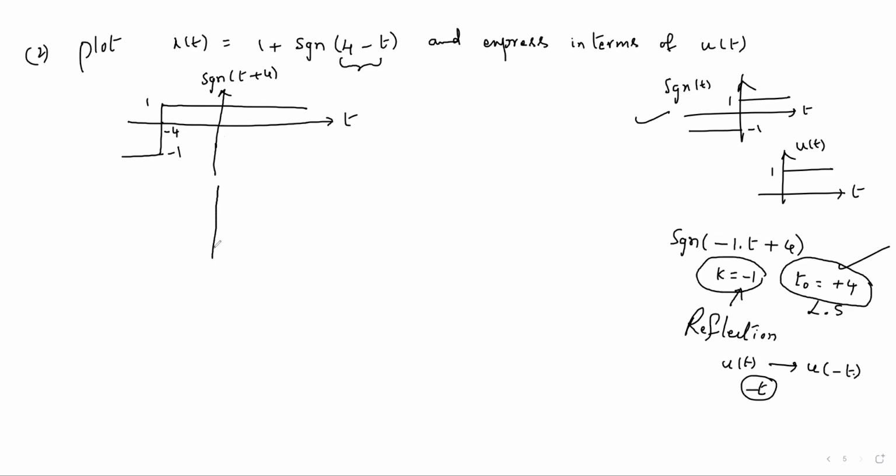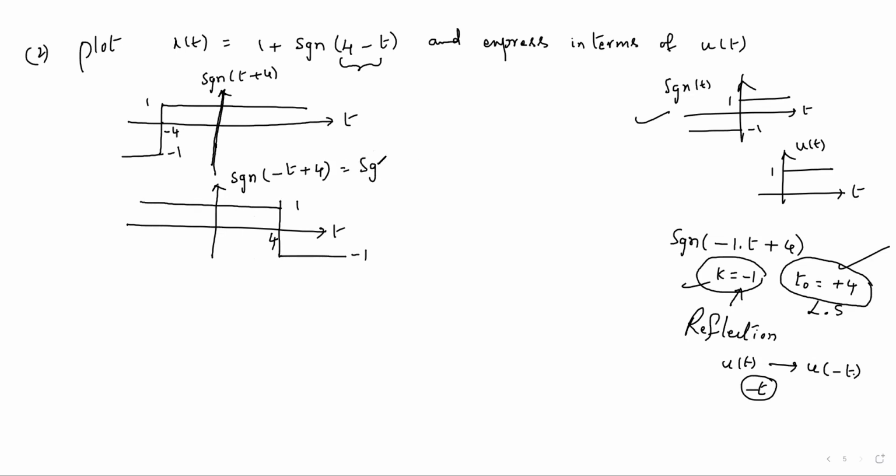And we need to perform the scaling operation now. So k is minus 1, which is reflection, we say. So that reflection, a mirror image with respect to the y-axis, will give this signal reflected after scaling with minus 1. So now minus 4 becomes plus 4 here. Amplitude, this is 1, this is minus 1. This is the signal, signum of minus t plus 4, or signum of 4 minus t.